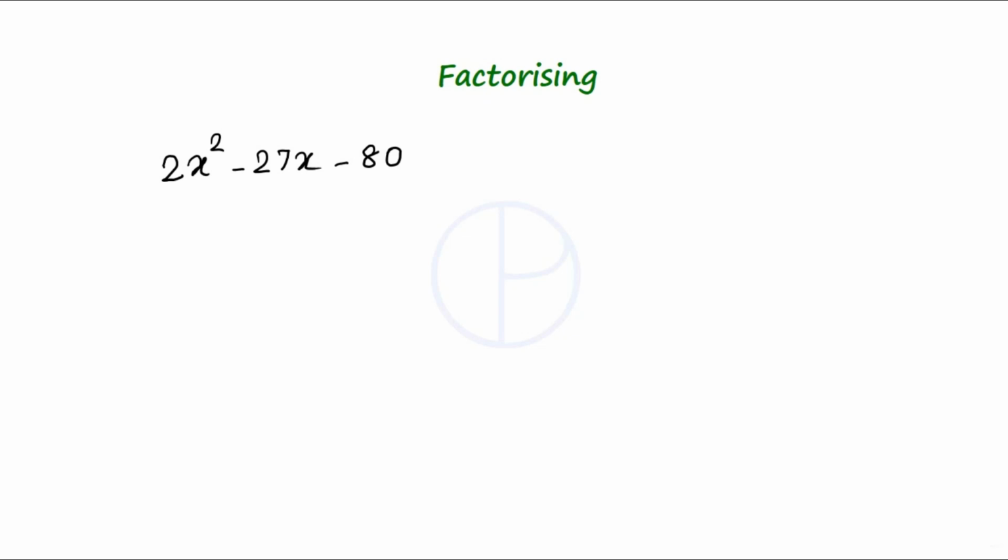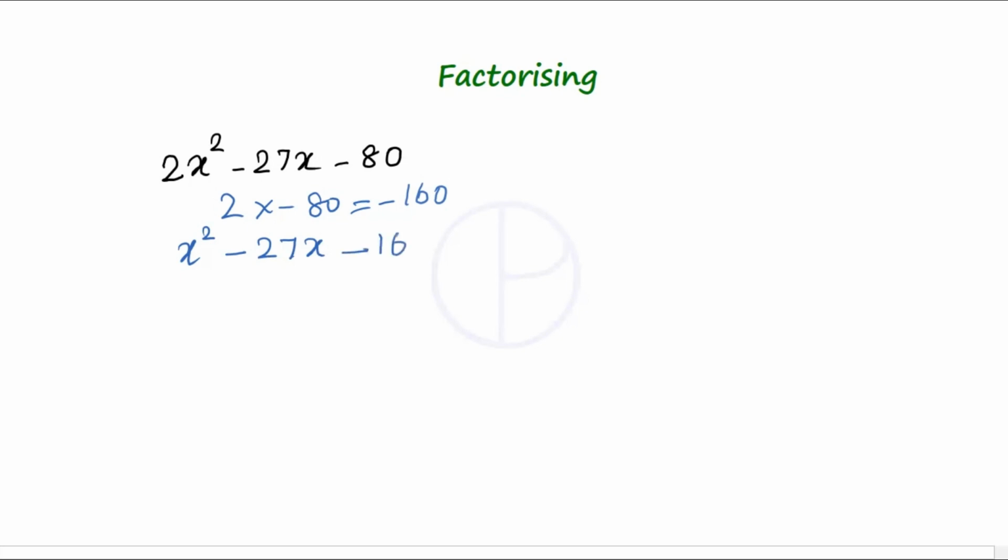Alright, today let's factorize this quadratic expression where the coefficient of x squared isn't 1, and we will solve it in a way you probably didn't learn at school. Okay, let's do this. First take 2 and multiply it by negative 80. Now we will rewrite the expression as x square minus 27x minus 160.